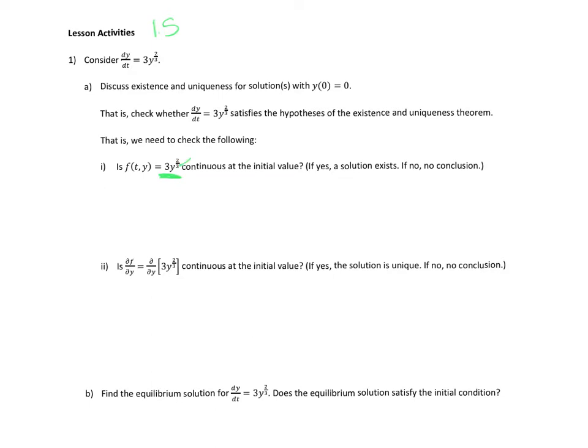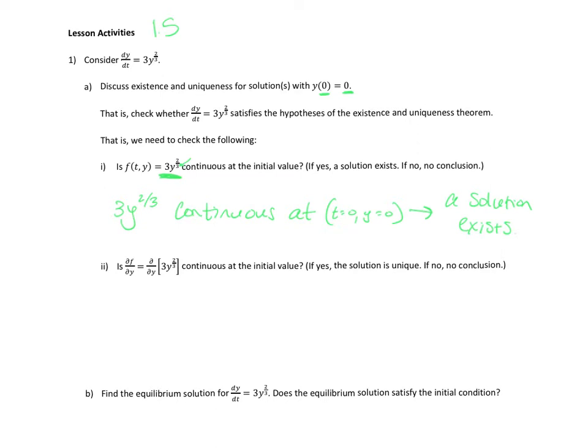That's a cube root, which means you can take a negative, but what I'm interested in is the value 0, when y is 0 and t is 0. There are no t's in there, so I just put in a 0, no problem, it's continuous. So 3y^(2/3) is continuous at t equals 0 and y equals 0. That's the initial condition. That tells me we have existence. A solution exists with that initial condition.